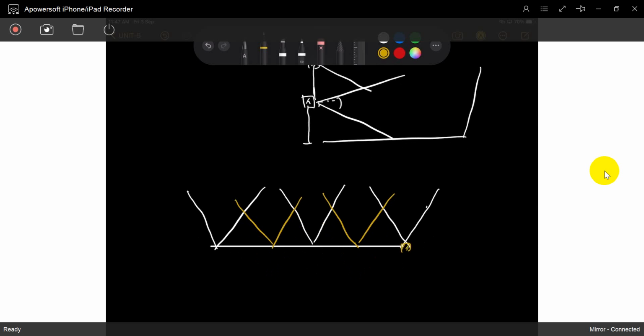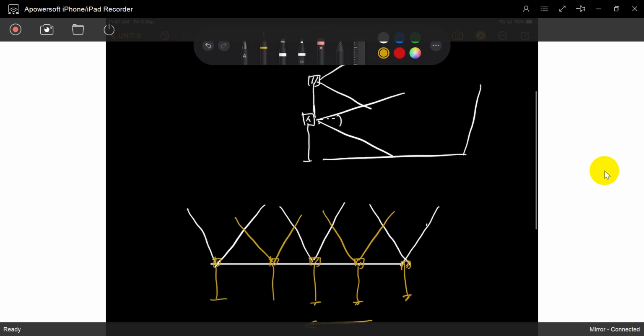Maybe it is taken with a theodolite. Just move in this direction and capture the photos. That is terrestrial photogrammetry. You have to get the pictures, and that is called terrestrial photogrammetry.